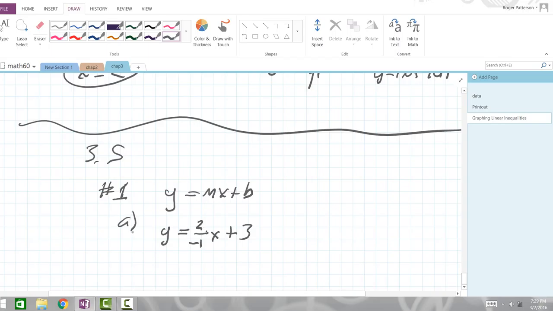Alright, so I'm just picking points right in the equation. Notice I'm using this form rather than the other one because the other one would be pretty long to do.